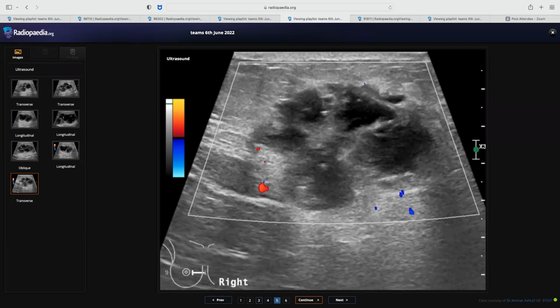So in my routine practice, I would also inquire about the axilla of this particular patient. So now the lesion looks to me again benign, but it's a complex looking lesion. So I would advise a biopsy of the lesion to confirm the findings.